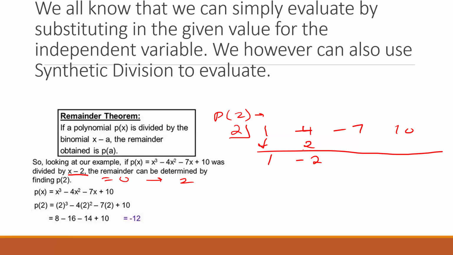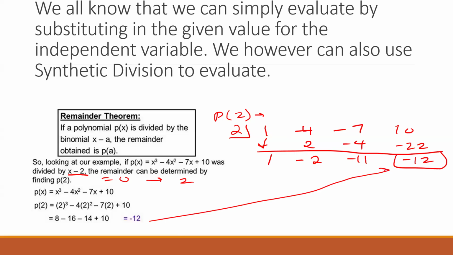-4 and 2 makes -2. If you owe me $4 and you give me $2, you still owe me $2. -7 and -4? That's not multiplication, it's adding. If you owe me $7 and you borrow another $4, you now owe me 11. And 2 times -11 is -22. 10 and -22 is -12. You see how you still get the same answer? That's literally what the remainder theorem is telling you.